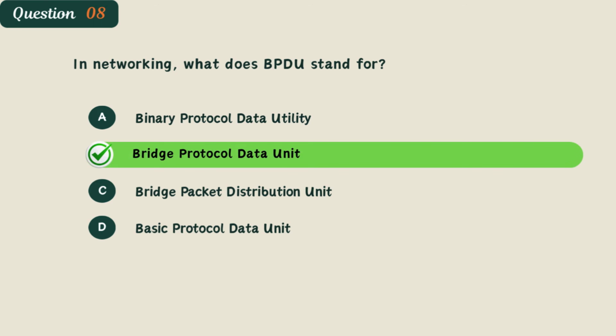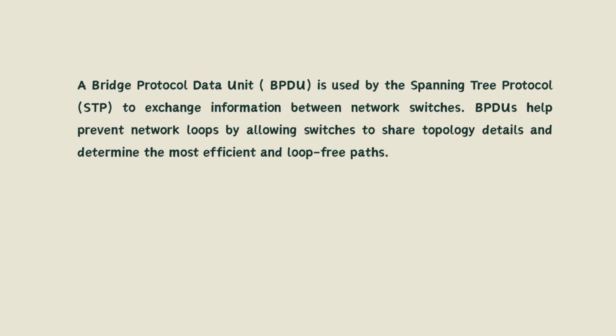Correct answer: B. Bridge Protocol Data Unit. A Bridge Protocol Data Unit, BPDU, is used by the Spanning Tree Protocol to exchange information between network switches. BPDUs help prevent network loops by allowing switches to share topology details and determine the most efficient and loop-free paths.